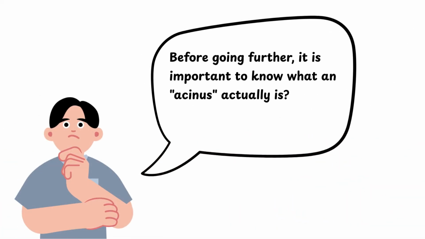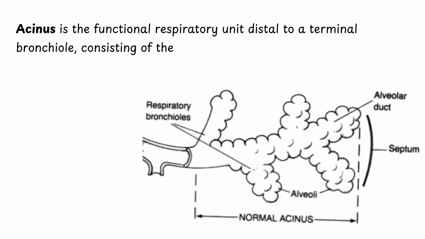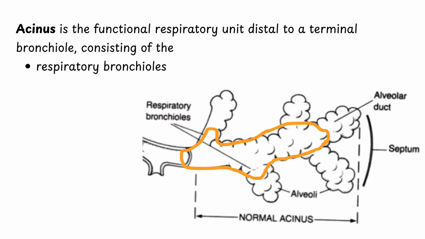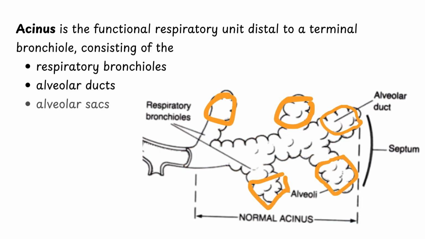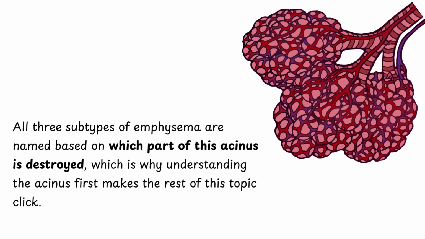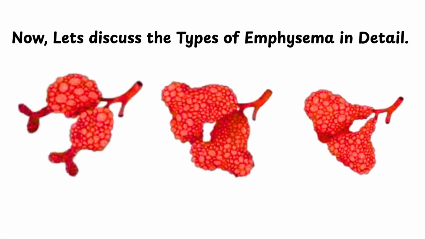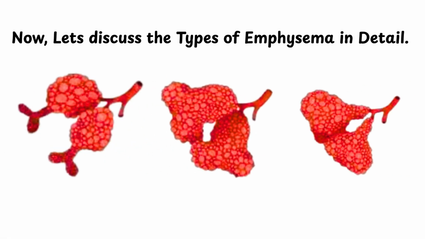Before going further, it is important to know what an acinus actually is. The acinus is the functional respiratory unit distal to a terminal bronchiole, consisting of the respiratory bronchioles, alveolar ducts, and alveolar sacs. All three subtypes of emphysema are named based on which part of this acinus is destroyed, which is why understanding the acinus first makes the rest of this topic click. Now, let's discuss the types of emphysema in detail.